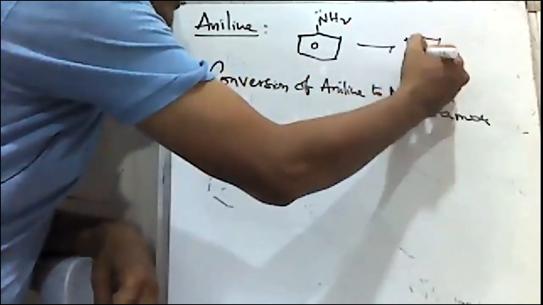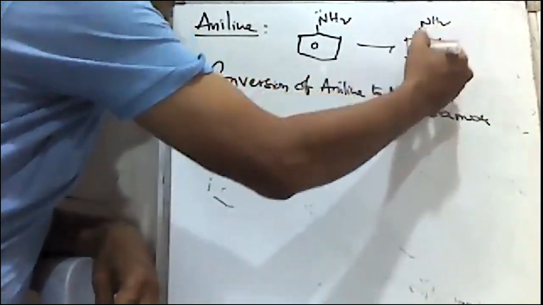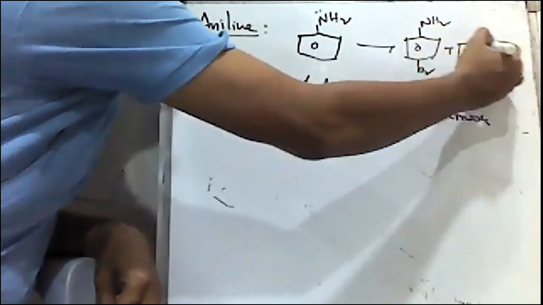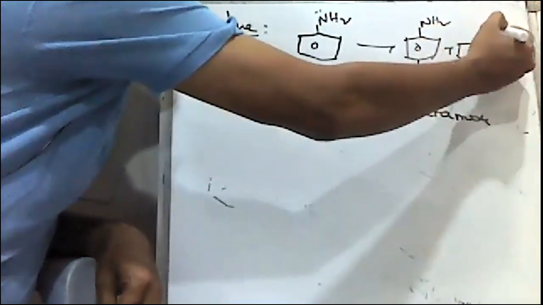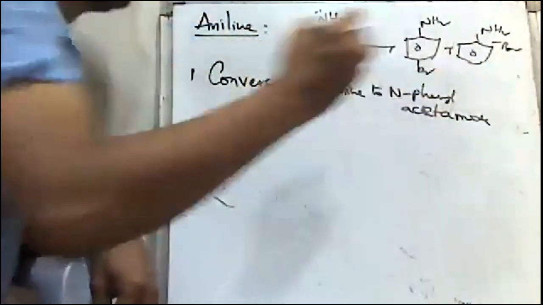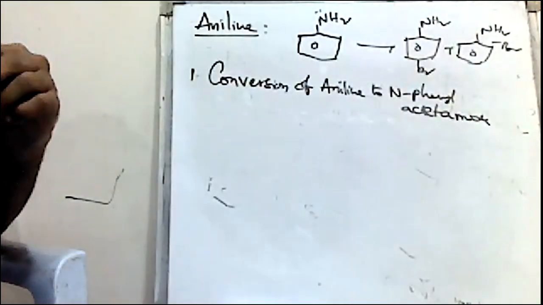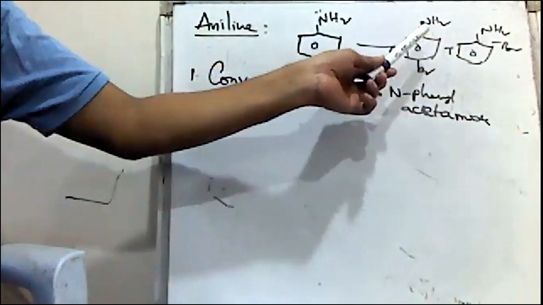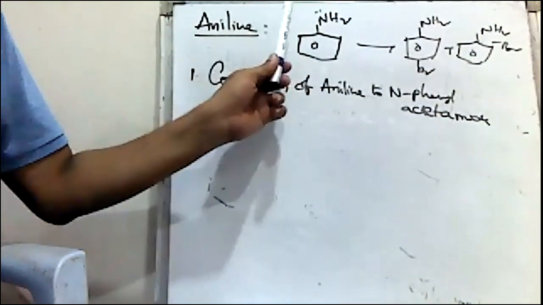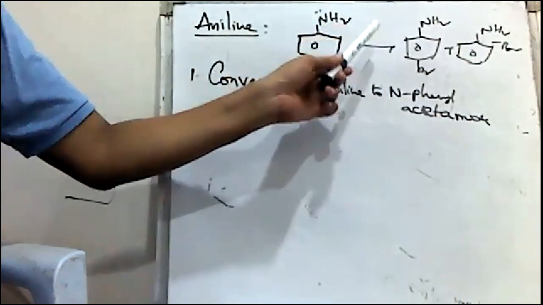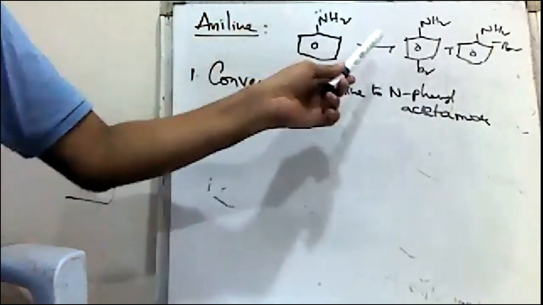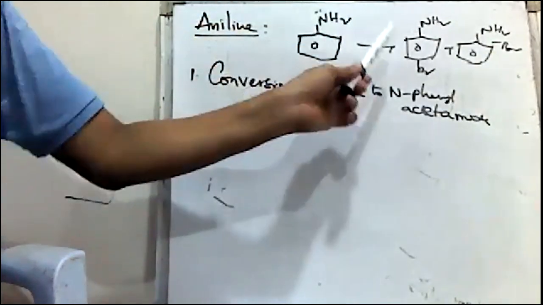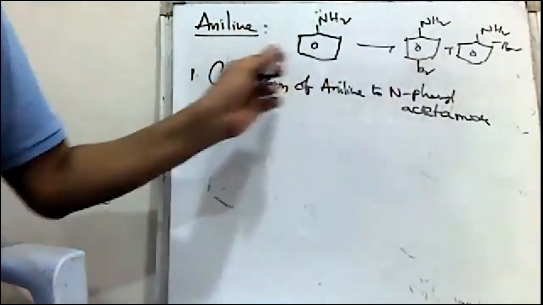Aniline to ortho-bromoaniline or para-bromoaniline. So how to get aniline to ortho-bromoaniline or para-bromoaniline? When aniline is treated with bromine water, it forms 2,4,6-tribromoaniline. So is it possible to get aniline to para-bromoaniline and ortho-bromoaniline?